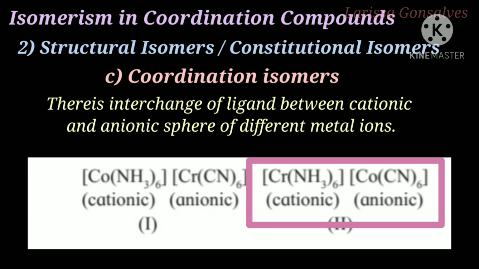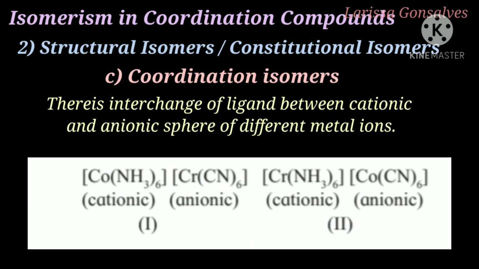Whereas if you look at the second example, [Cr(NH3)6] is cationic and [Co(CN)6] is anionic. In the first isomer, cobalt is linked to the amine ligand and chromium is linked to the cyanide ligand. In the second isomer, chromium is linked to the amine ligand and cobalt is linked to the cyanide ligand. So it is very much visible that the ligands are interchanged. So these are the examples of coordination isomers.